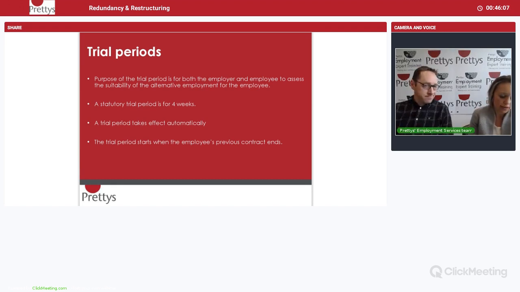It is good practice to make sure that you tell the employee during the consultation period, if you're offering alternative employment, that it'll be subject to a trial period, if it's going to be. And refusing to agree a trial period could render a redundancy dismissal potentially unfair. So those were the points I was going to make there.